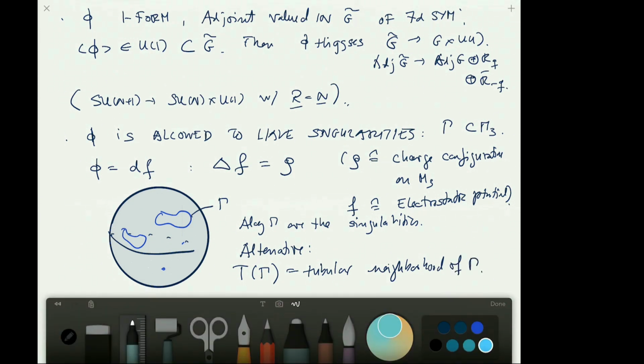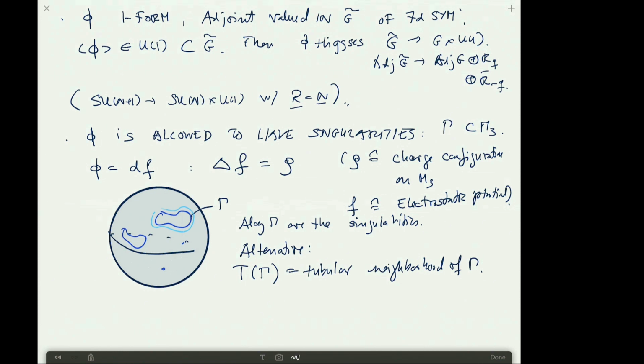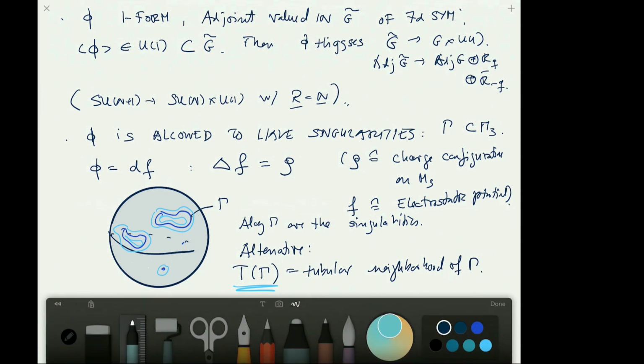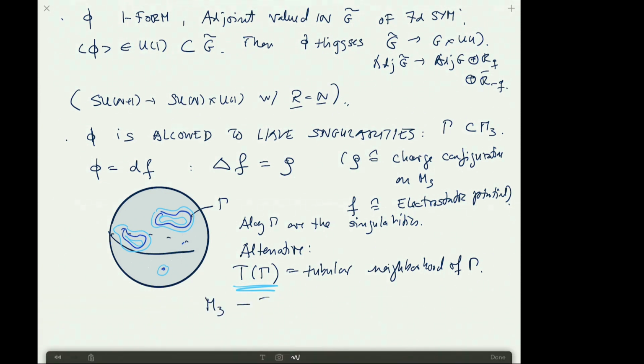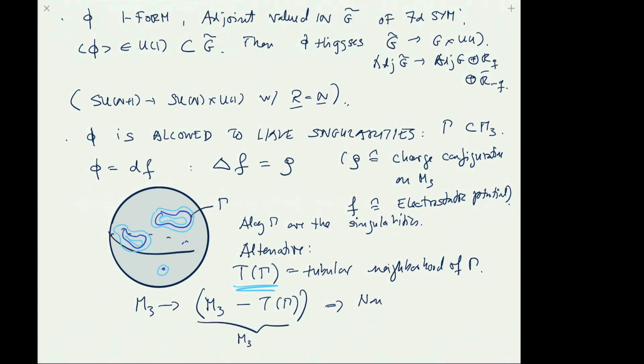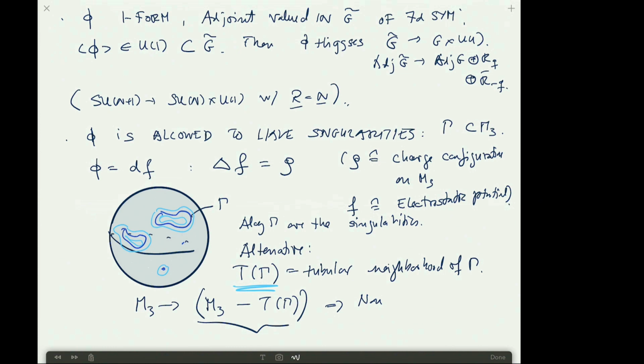And so we've got these tubes that are sort of around this. And now I'm actually taking out from M3 this neighborhood. And then the resulting space, so M3 goes to this space here. This has a non-trivial boundary. So let me call this here again M3. This is the object we'll work with, so let me just denote this by M3, but this object has a non-trivial boundary.